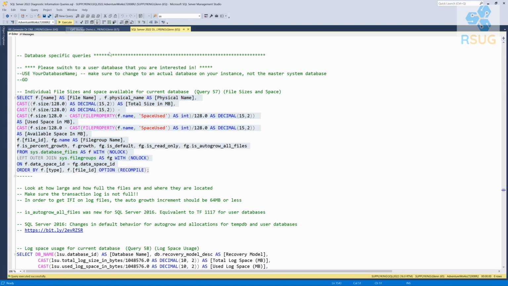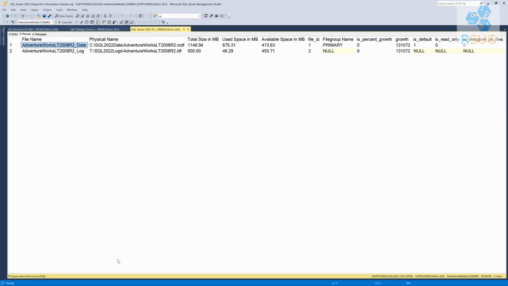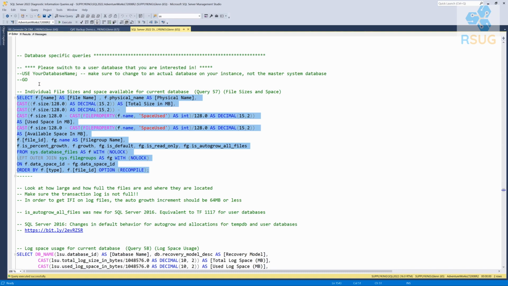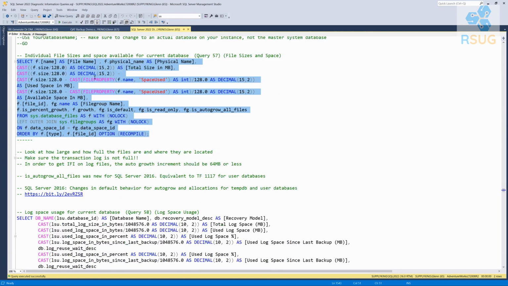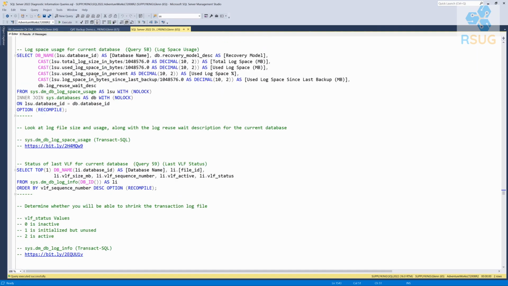So now this first query is just going to show you what's going on with the files on that database, how big they are and where they live. Is it the default file group, for example? So that's kind of nice to know. You really want to know, is it full? Is your log file full? Is your data file full? Does it have a lot of empty space inside?